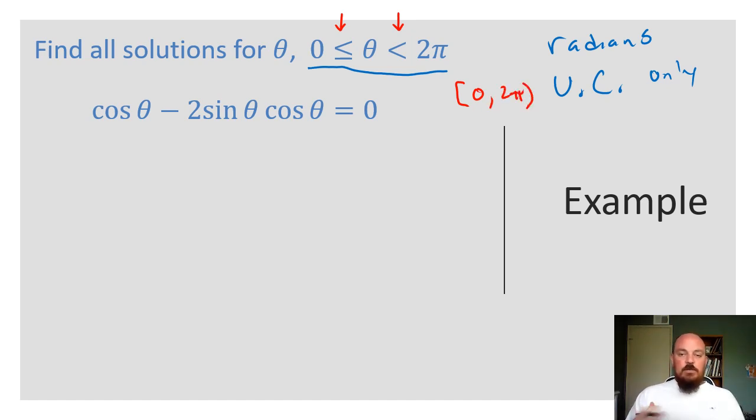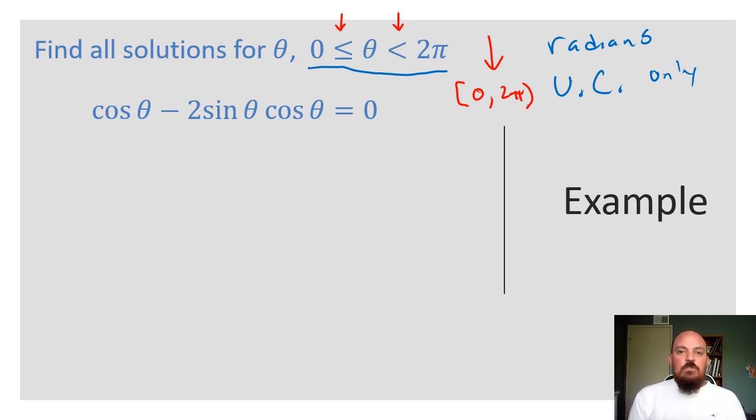So I said 0, 2 pi, that's my interval from 0 to 2 pi. I put a square bracket on the 0, that means including the 0, but then I put a parenthesis on the 2 pi, that means not including the 2 pi. So that's another way I could have worded this question. I could have said find all solutions for theta on the interval 0 to 2 pi.